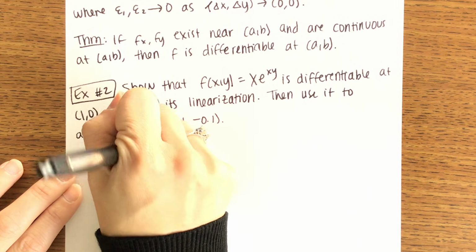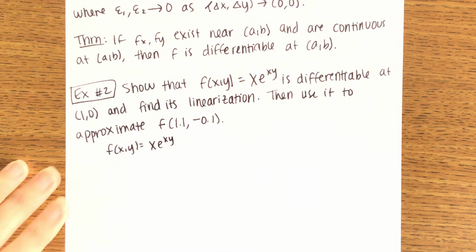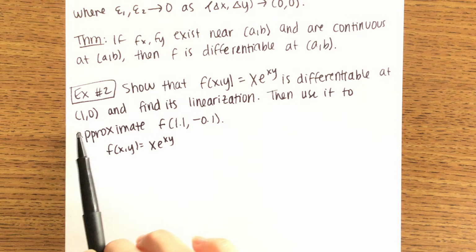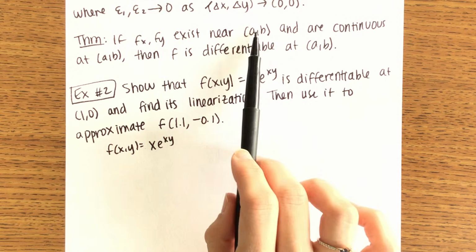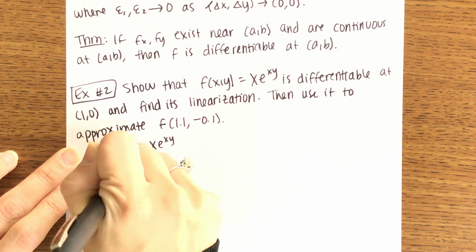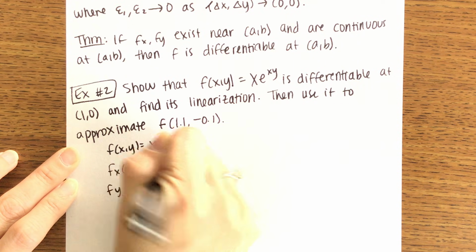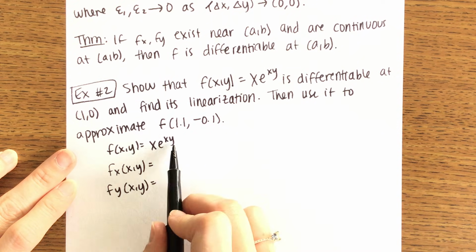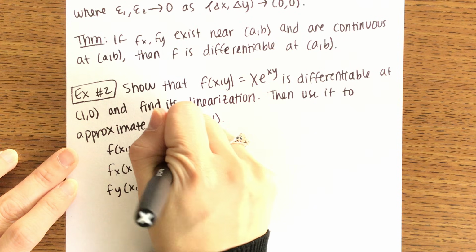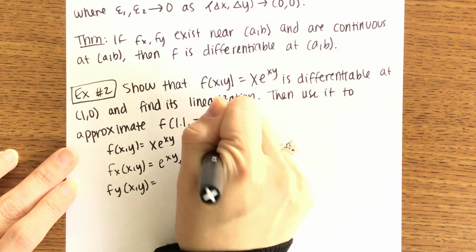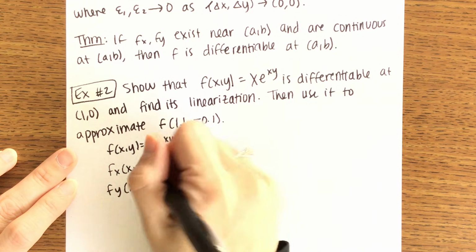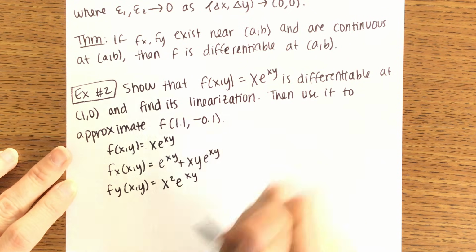Okay, f of xy is equal to x e to the xy. From that theorem above, in order to show that f is differentiable at 1, 0, what we're going to have to do is show that both partials exist at 1, 0 and are continuous at 1, 0. So we're going to have to find both partials. When you find the partial with respect to x, you're going to have to do the product rule. So we're going to get e to the xy plus xy e to the xy. If we take the partial with respect to y, we get x squared e to the xy.